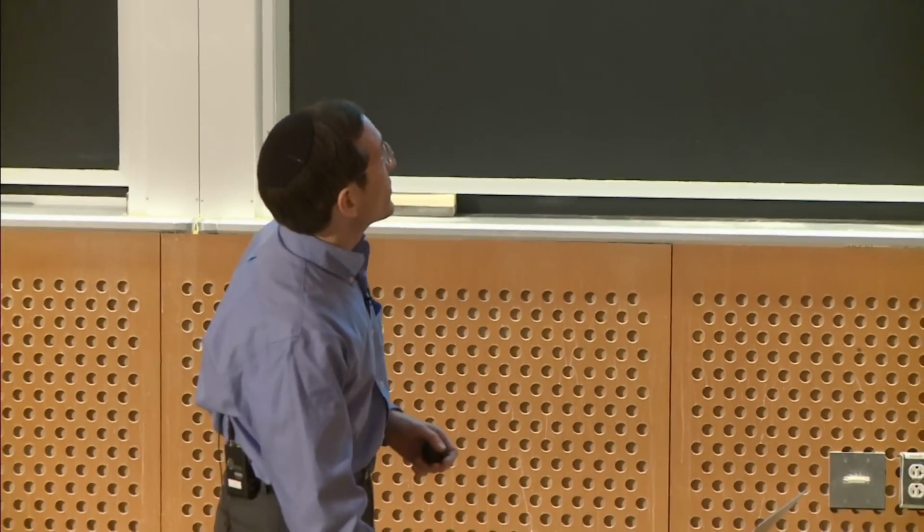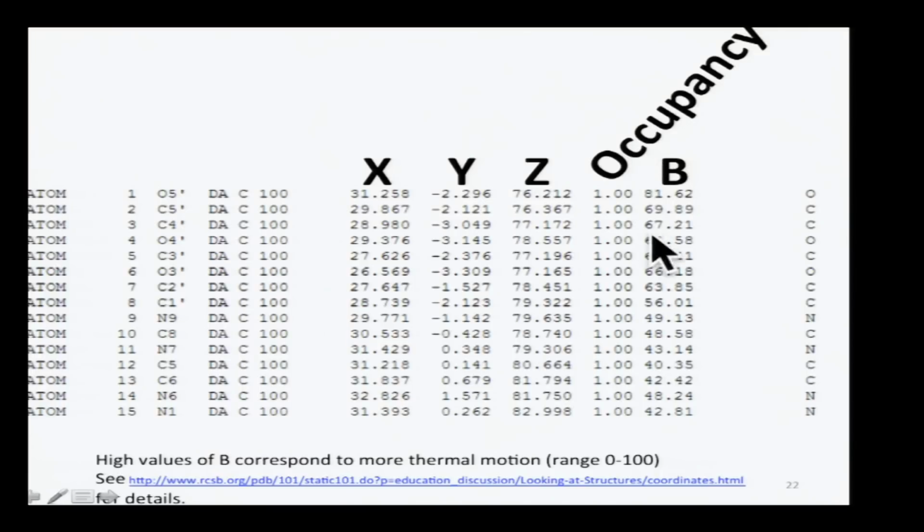And they're followed by these two other numbers, which are very interesting because they tell us how certain we are that the atom is really at that position in the crystal structure. The first of these is the occupancy.